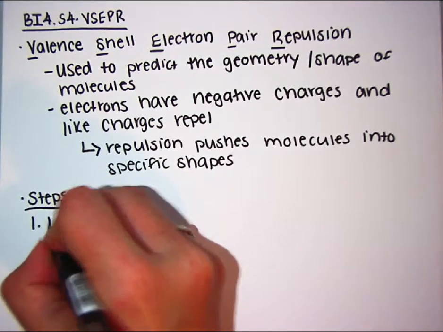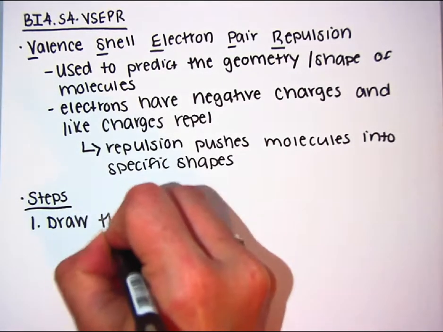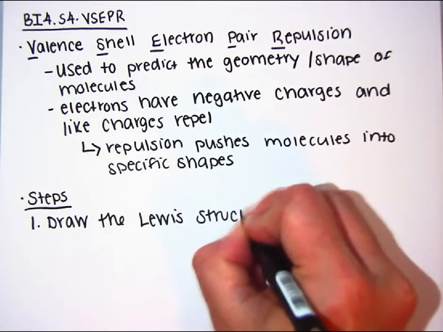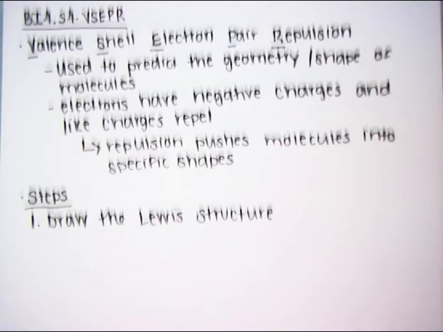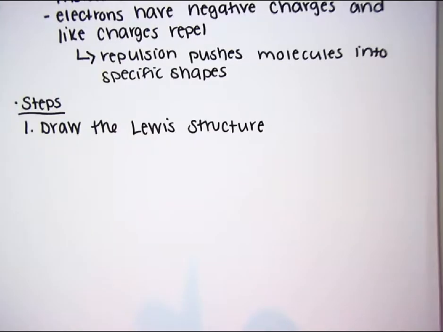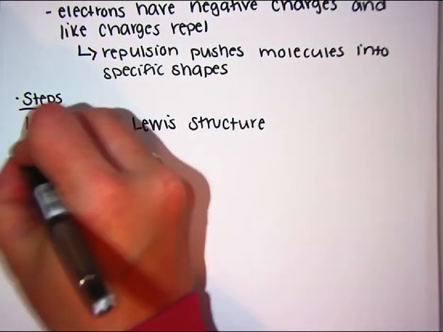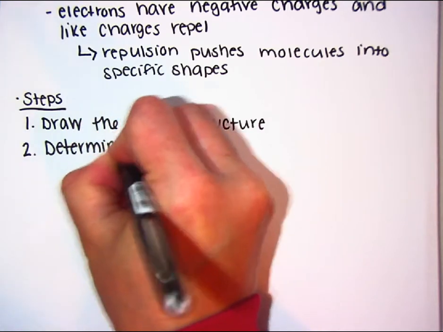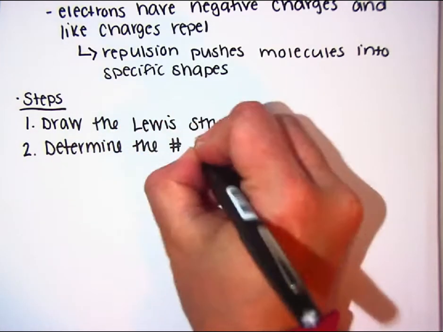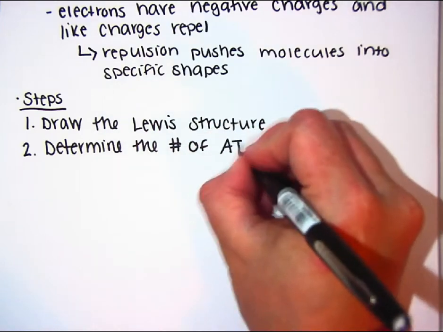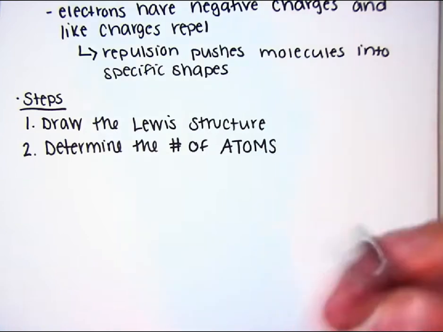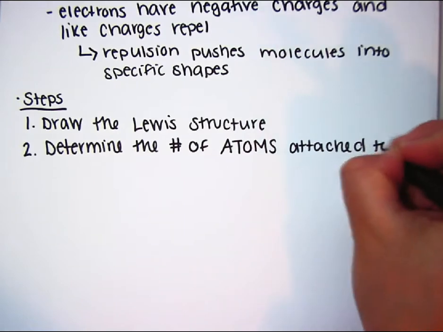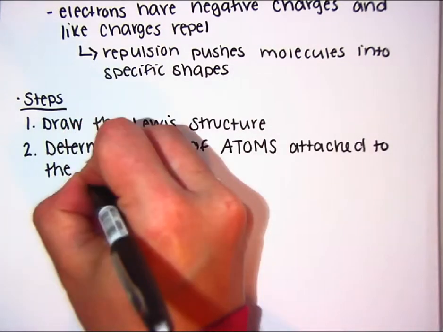Step 1 is to draw the Lewis structure. You have to have a correct Lewis structure in order to figure out your molecular geometry. Step number 2: determine the number of atoms, not the number of bonds, the number of atoms attached to the central atom.